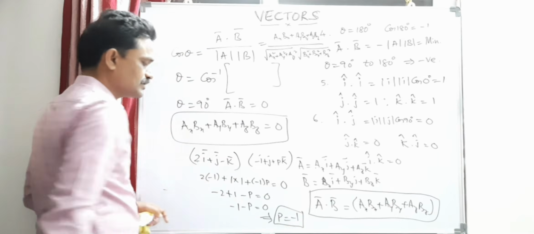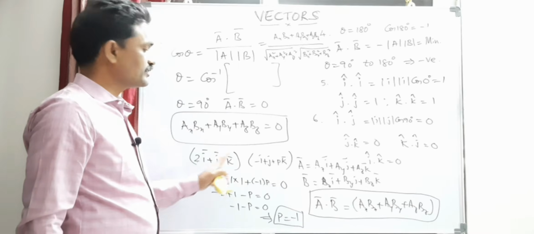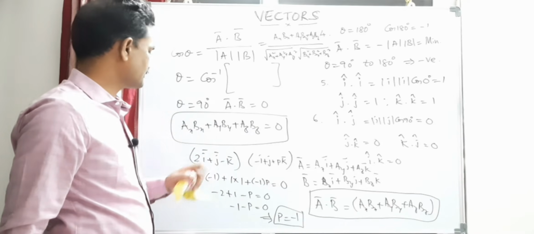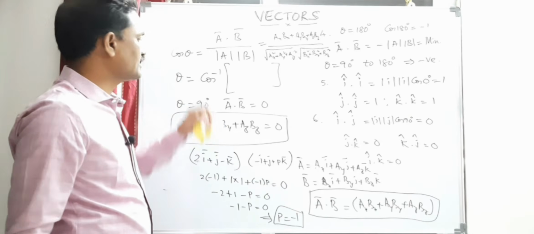So I am in a position to find out the value of p when it is given that these two vectors are mutually perpendicular to each other. This is the advantage of a dot product or scalar product. We can find the angle.